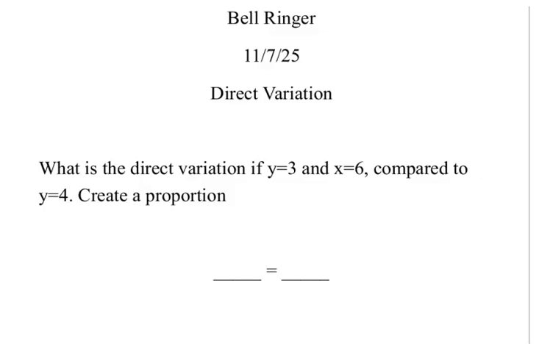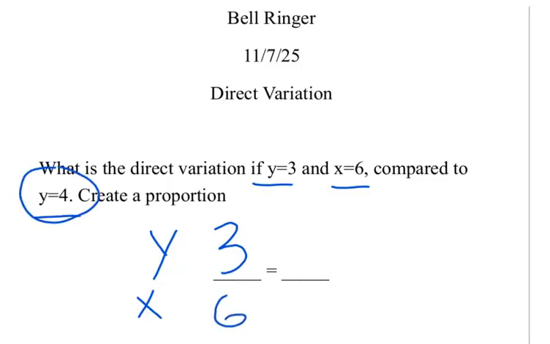So this question says, what is the direct variation if y is 3, x is 6, and then you're going to compare this to the y. So we'll set up our proportion here, y and x. Y is 3, x is 6. Now we gotta look at this second y, which is going to be 4 here. So make sure you have a calculator, and then we'll just call this x. Let's do 6 times 4.